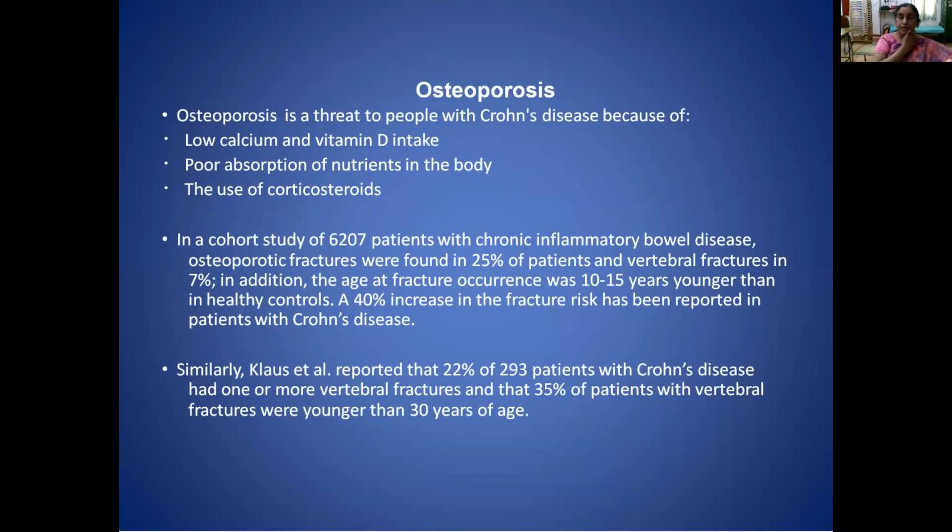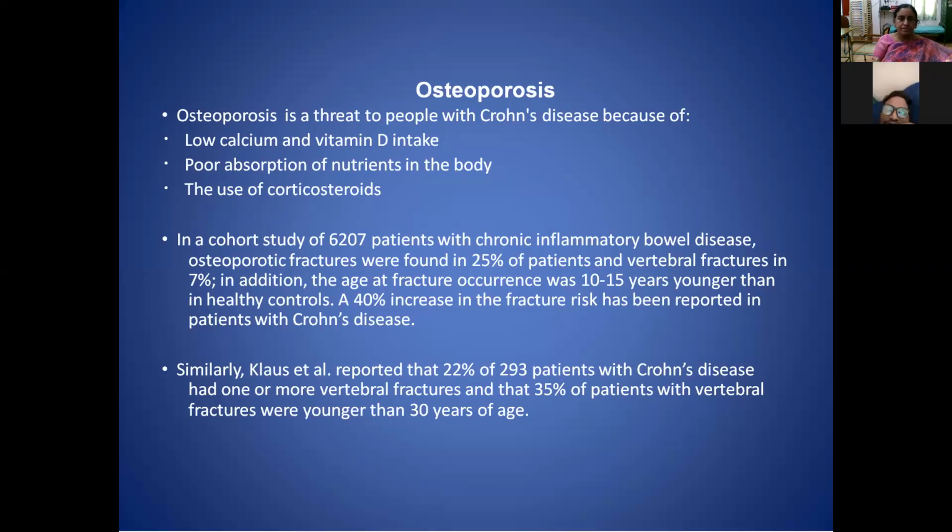Next, these are the skeletal complications. These patients are known to have osteoporosis. The reasons are, one, the patient will have a low calcium and vitamin D intake because of reduced intake or reduced absorption. Poor absorption of the nutrients in the body. And the third cause is the use of corticosteroids for a longer time as medical management of Crohn's. So these are the three reasons why these patients have a high incidence of osteoporosis. Naturally, these patients with osteoporosis are more prone to develop fractures.